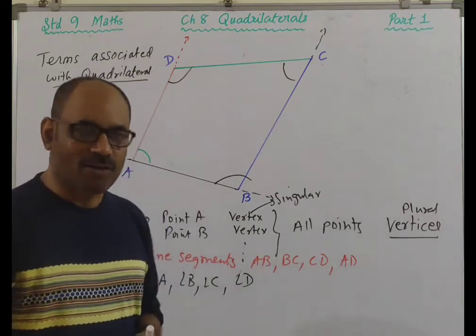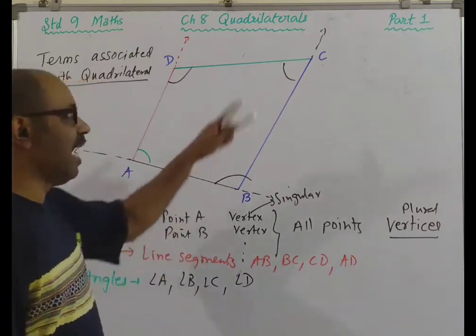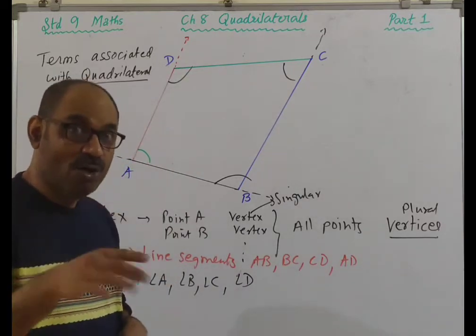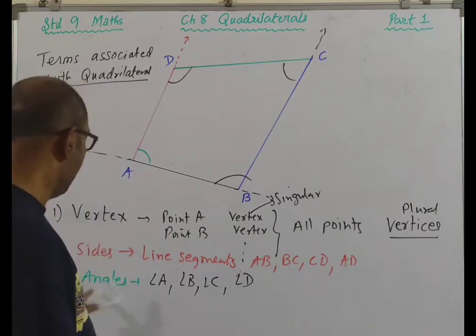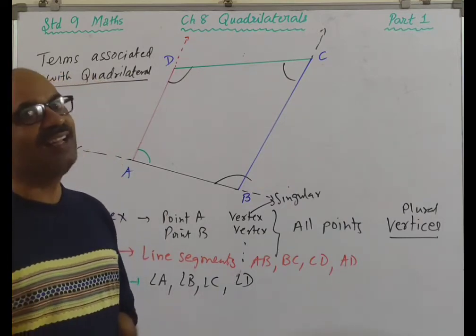So how many vertices does a quadrilateral have? 4. Those are 4 points. How many sides does a quadrilateral have? 4. Those are 4 line segments. And how many angles does a quadrilateral have? 4. And those are angles.